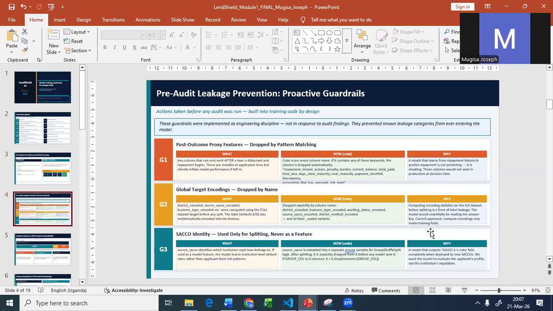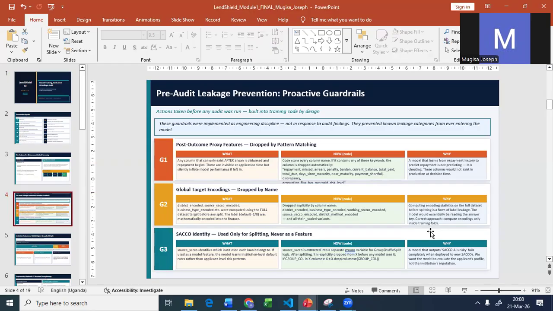As we are building, these are the steps we are taking as we are going to train our models. We look at pre-audit leakage prevention. These are the initiatives we took as engineering discipline, not in response to the auditing that we did after, but the initial steps we took to prevent leakage.